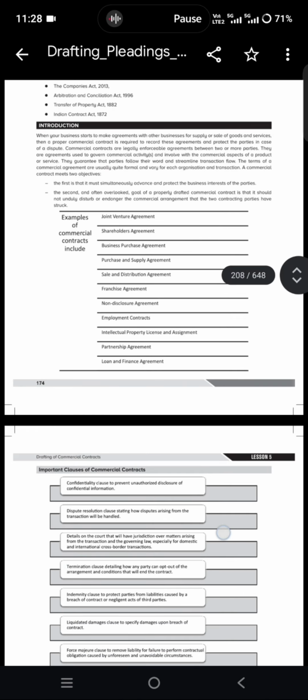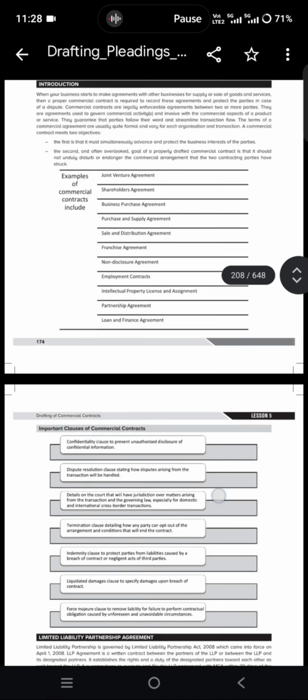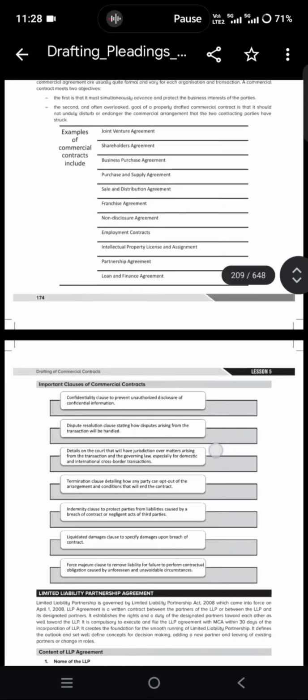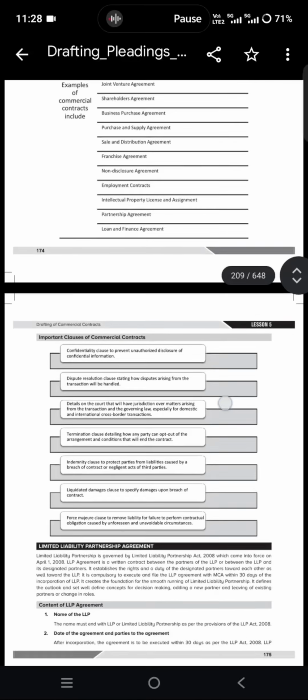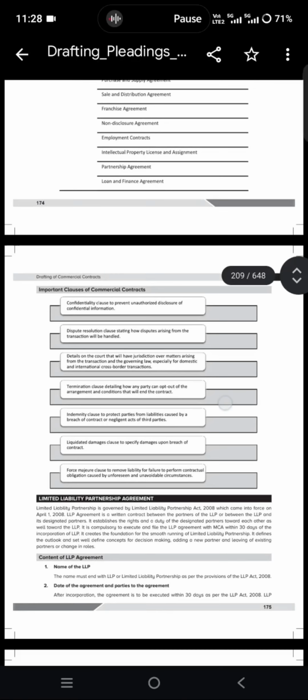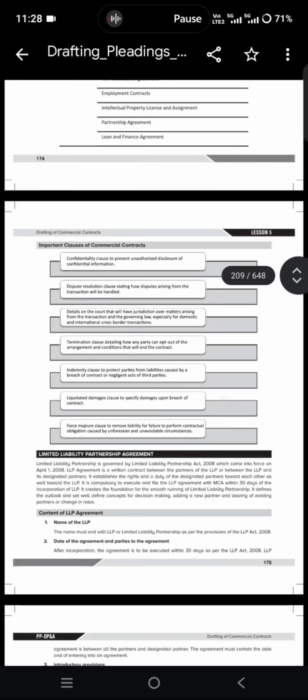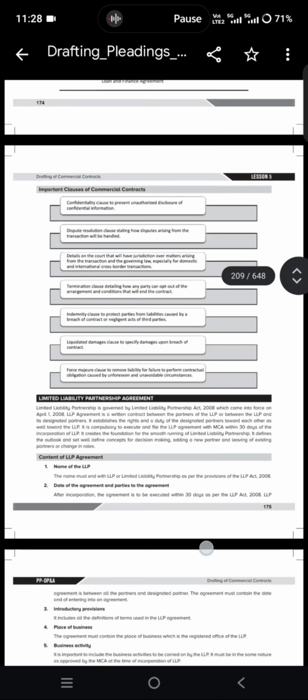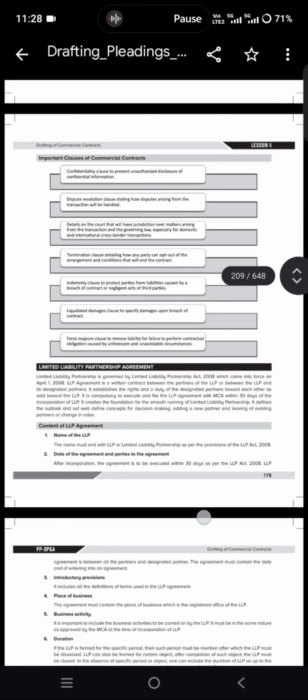Important clauses of commercial contract. First, confidentiality, to prevent unauthorized disclosure of the confidential information, and dispute resolution clause, stating how disputes arising from the transaction will be handled.